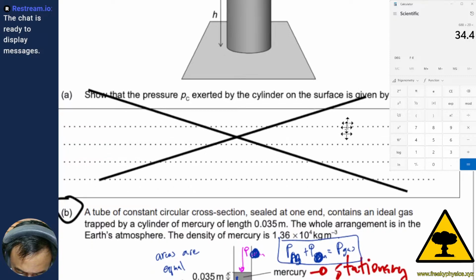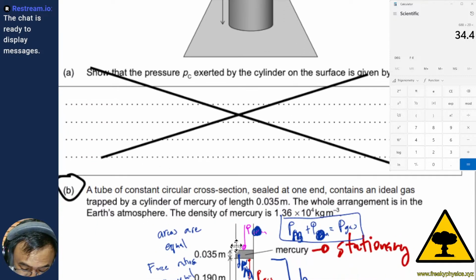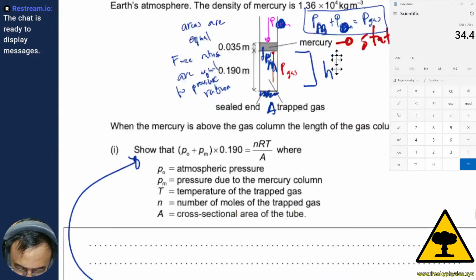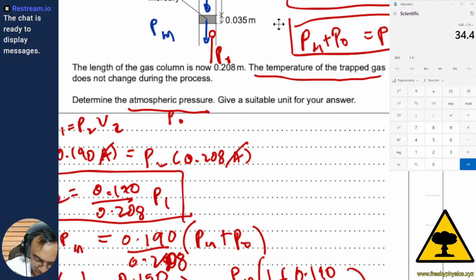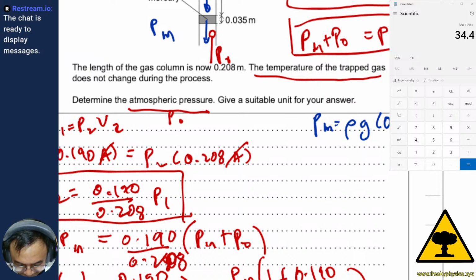If you think about this mercury column here, it is a cylinder, right? So all we have to do is density of mercury times G times the height of the mercury column of 0.035. This is the last portion, and then from there we can solve what P0 is. So PM will be equal to density times G times 0.035. From here, substitute in here, solve for P0.